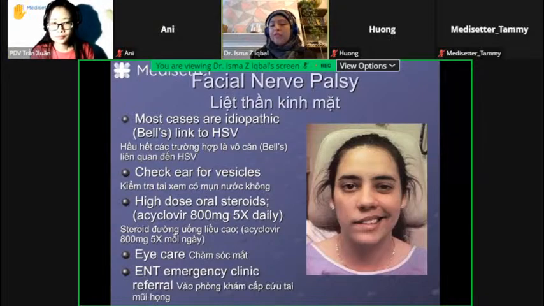Commonly, the patient will have a facial weakness, which is a lower motor neuron facial weakness.